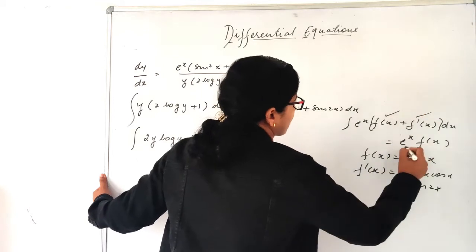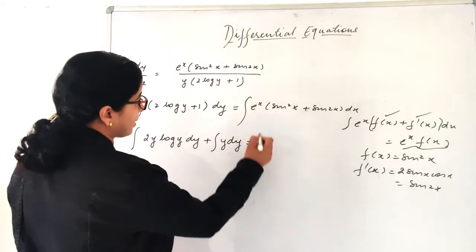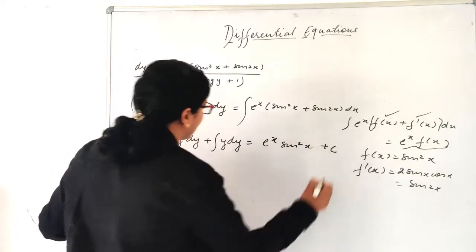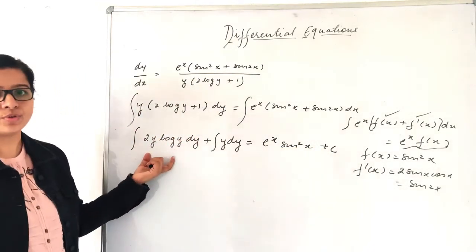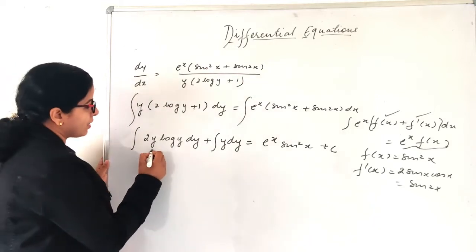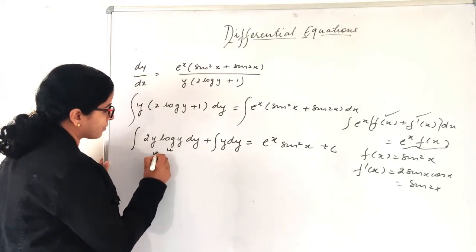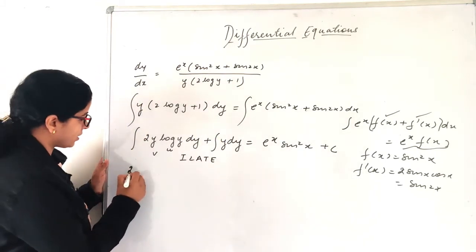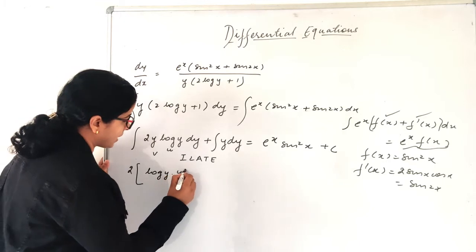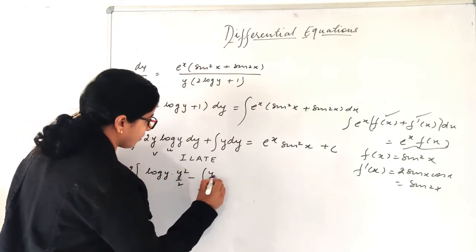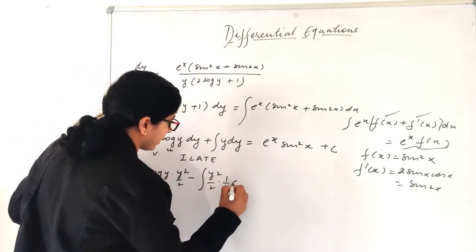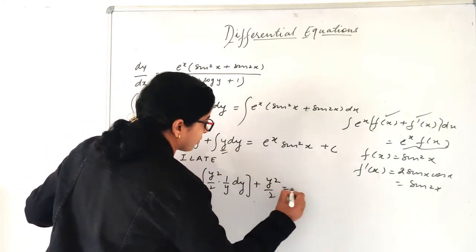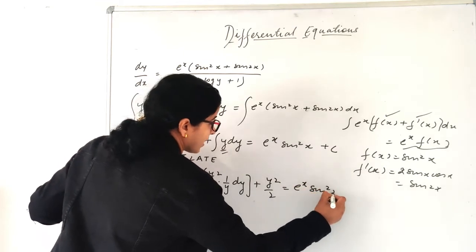So f(x) and f dash x. So what will be the solution? e^x f(x). So I am directly writing it e^x sine square x plus c. This side I'll use UV rule. What is UV rule? This will become my u and this will become v according to ILATE, we are checking, right? So let us use it. So log y into y square by 2 minus y square by 2 into 1 upon y dy, and this will become y square by 2 equals to e^x sine square x plus c.